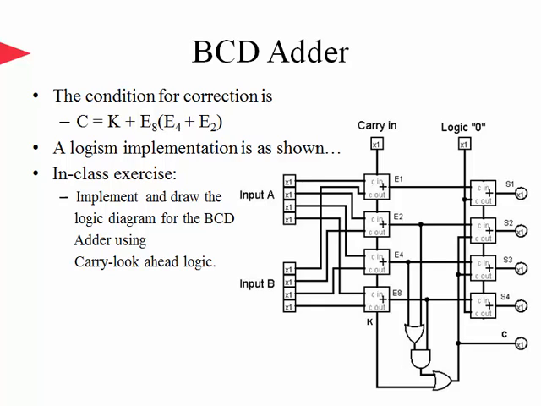Therefore, the condition for conversion is given by K plus E8 in parentheses E4 plus E2. In this case, if C is 1, it is necessary to add the decimal 6, or binary 0110, to the binary sum and provide an output carry for the next stage of addition. A logic implementation is shown for you, for convenience using 8 full adders. As you can see, the 0110 binary number is added in the second 4-bit binary adder, and the extra logic is to decide if decimal 6 addition is necessary.